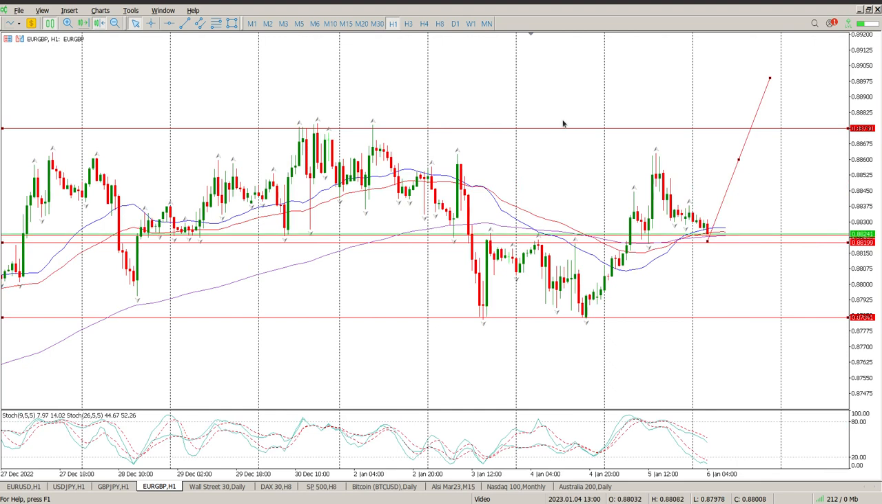It is looking interesting. We've got lots of data coming out today, which could act as catalysts for us moving into next week. So it's going to be well worth paying attention to what the economic calendar is telling you this morning.